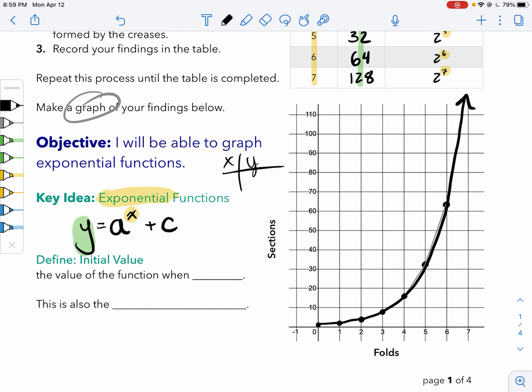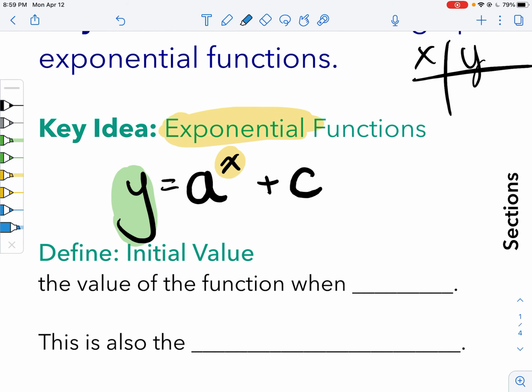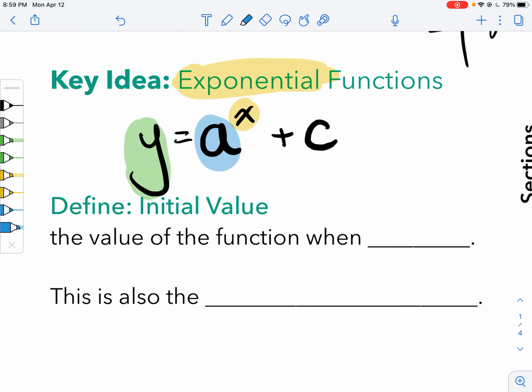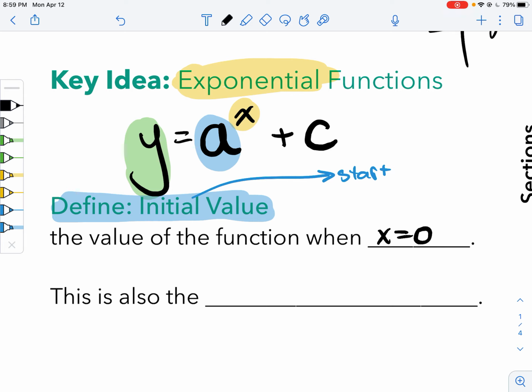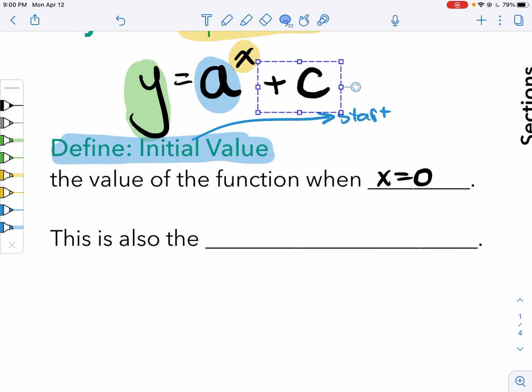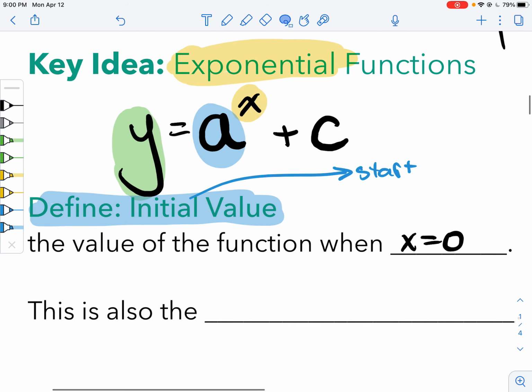Now the initial value is this guy right here. Initial is your starting, like my initials are AV, because that's what my name starts with. So the initial value is your starting point. It's the value that you have when x is equal to 0. And it will always be A. It will always be this number right here. If there's no C, if you don't have this guy in the picture, then it's just that A value.